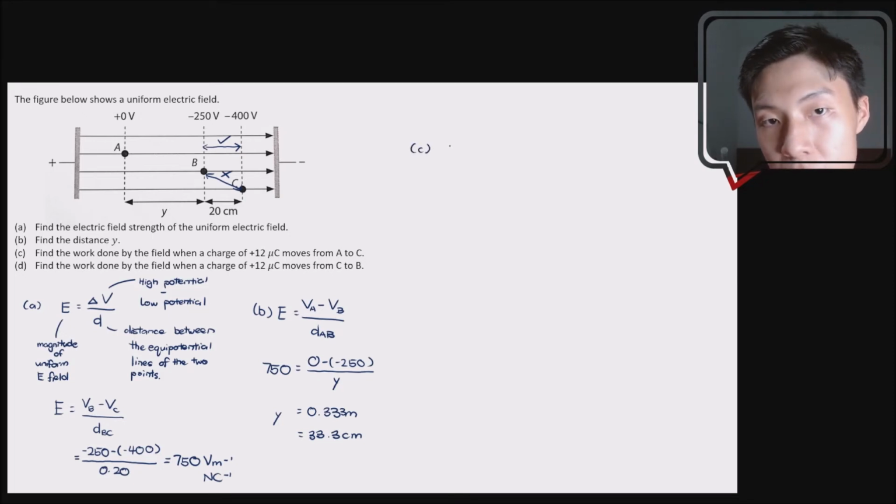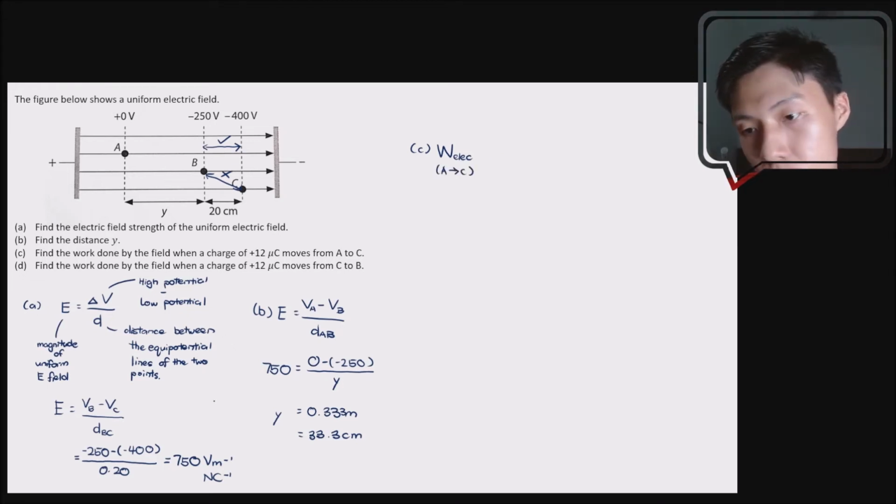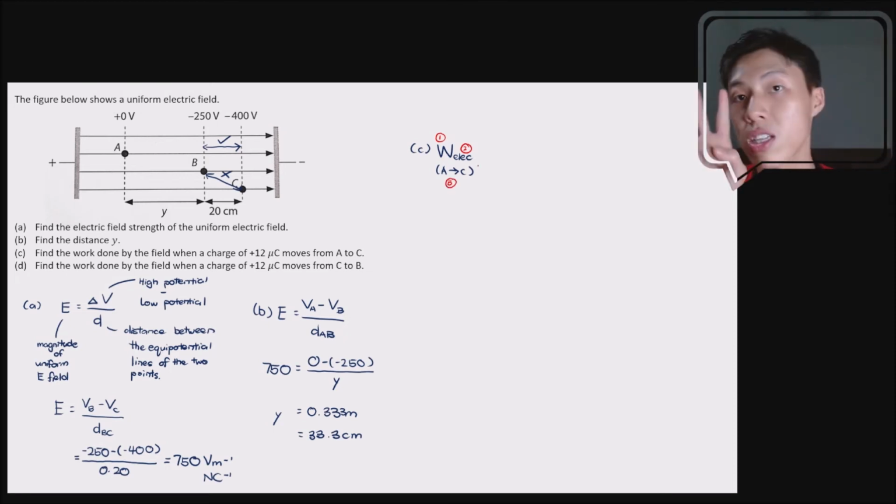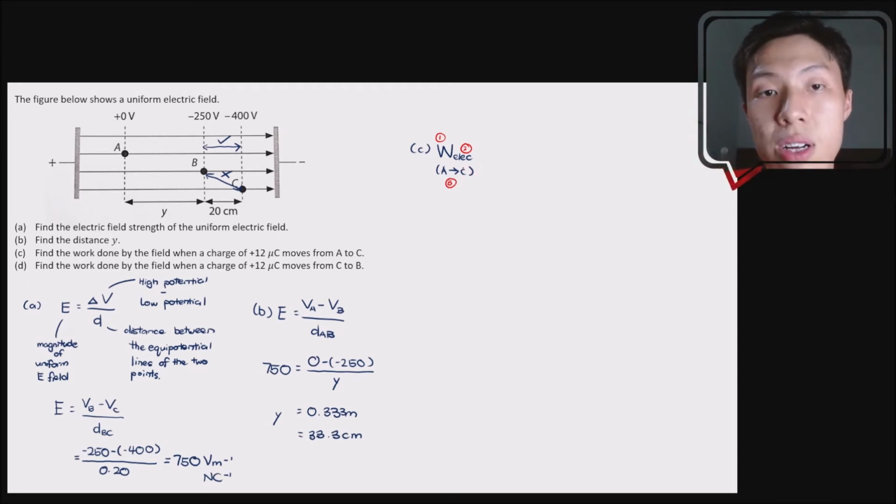Question C asks you to find the work done by the field. By the field means work done by electric field when you move a charge of 12 microcoulomb from A to C. Okay, always remember when we are doing work done, find three things. Work done by what? Whether it's work done by external force or work done by electric force or electric field or electric charge. Okay, you have to determine whether it's work done by external force or by electric force. And next is from where to where. Always determine these three important things before you start to calculate anything.